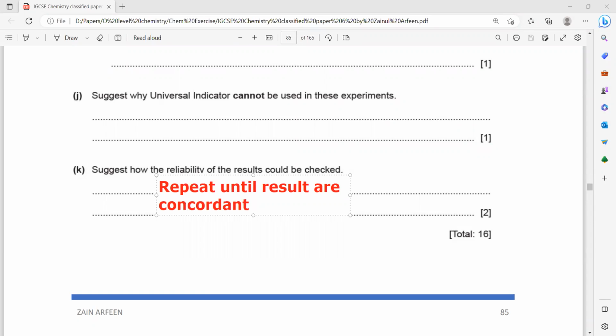If you mention compare, average, check for the spread of results, that is fine. It is not wrong. You mention repeat the experiment, compare the results, find the average, or find the anomalous result in the range. That is fine. But for a titration specifically, whenever a titration is done, we repeat the procedure until we have two results which are within 0.2 of each other. That is the way to carry out a titration.